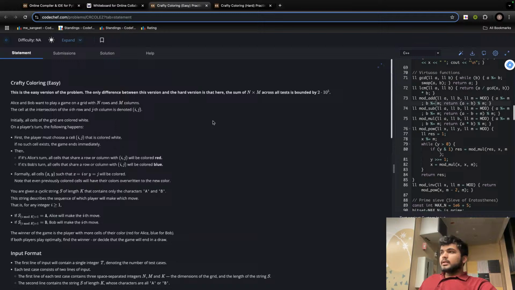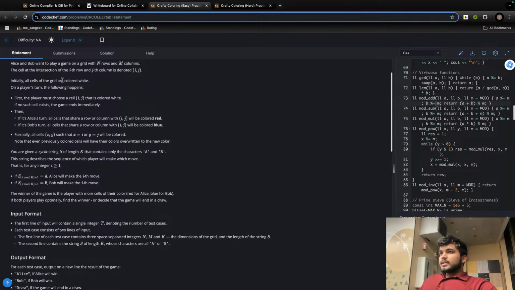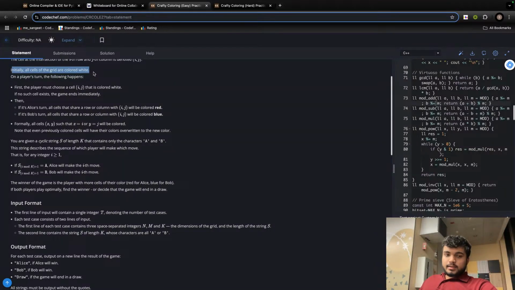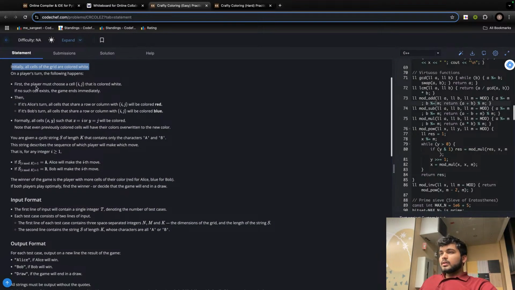Okay, so let us see what the problem says. The problem says that Alice and Bob want to play a game on a grid with n rows and m columns. The cell at the intersection of ith row and jth column is denoted by i, comma j. Initially, all cells of the grid are colored white. On a player's turn, the following happens. So, the first thing to remember, all of the cells in the grid will be white. The first player must choose a cell i, comma j that is colored white. If no such cell exists, the game ends immediately.